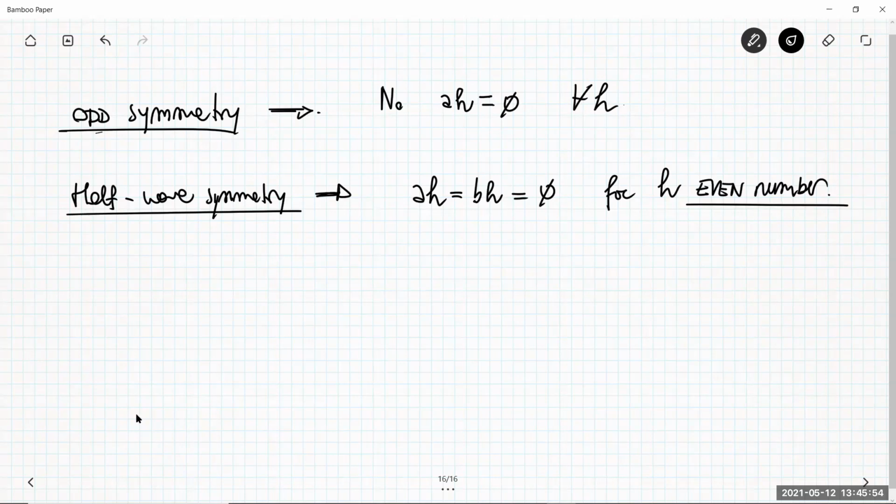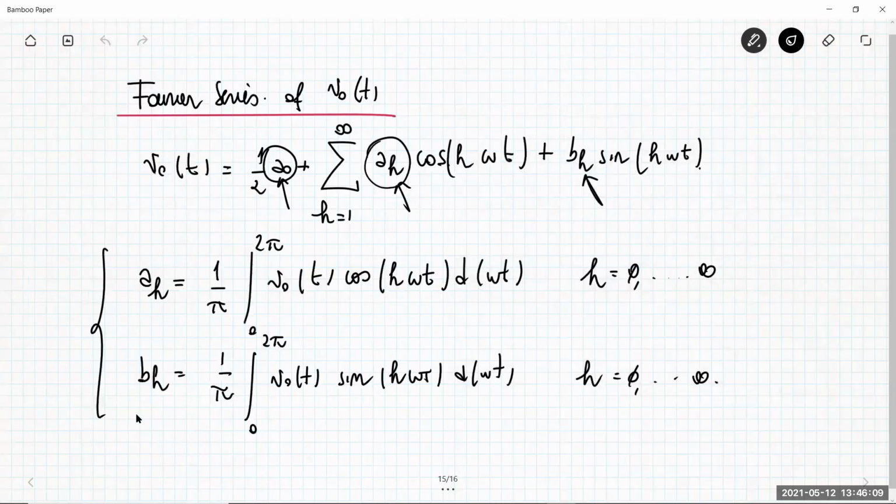Okay, so we can exploit exactly these two characteristics. Using these two characteristics for our waveform, what is our Fourier series? For the odd symmetry, we don't have this one, and then we don't have any cosine terms.